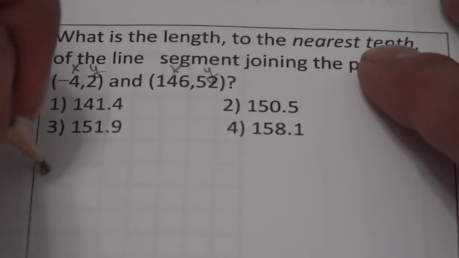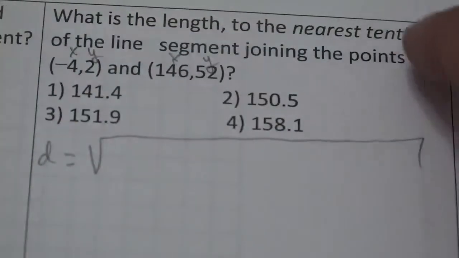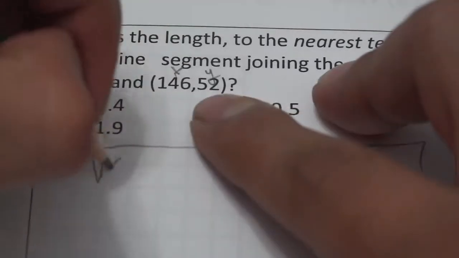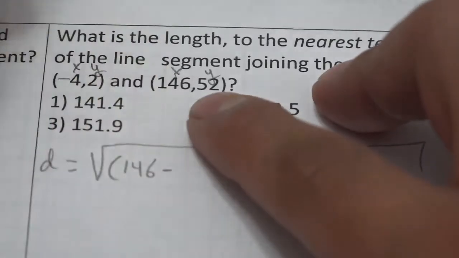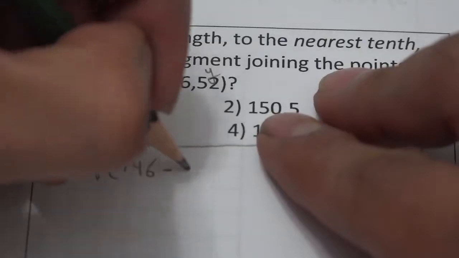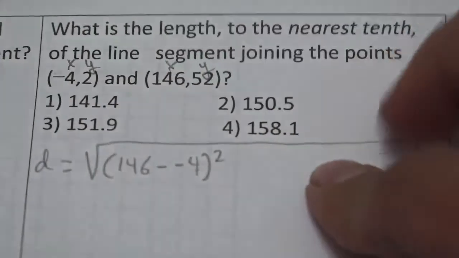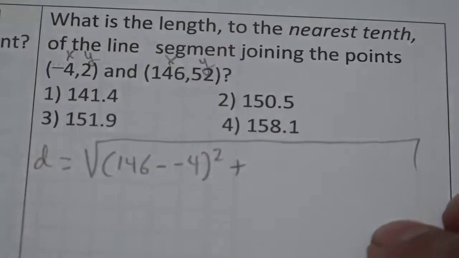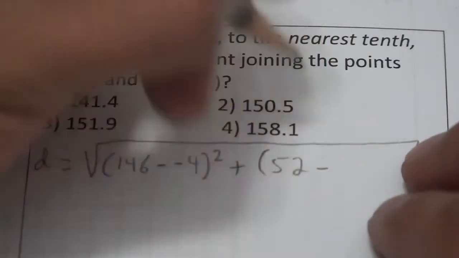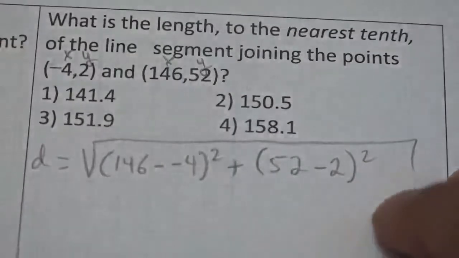Okay. So the distance formula, I have to subtract the x's. So x2 minus x1, which is negative 4, squared, plus y2, 52, minus y1, which is 2, squared.